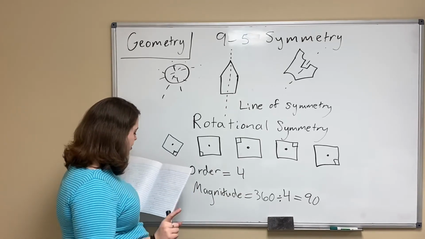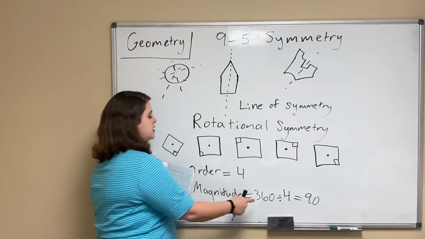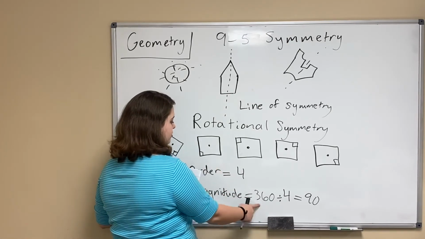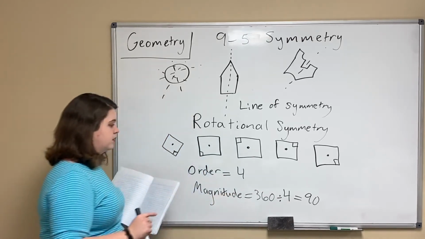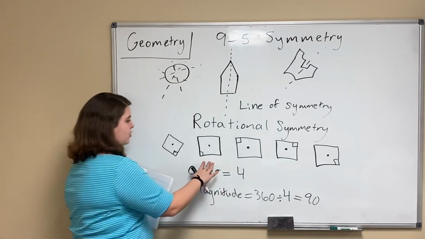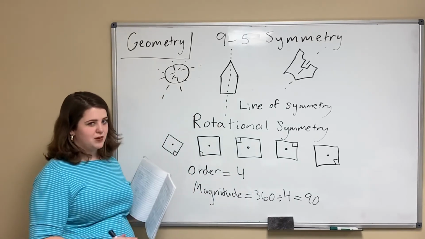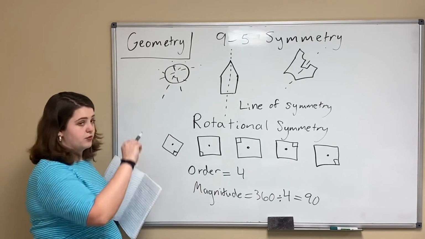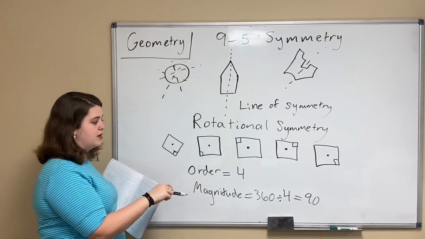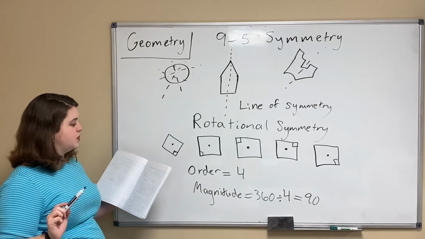So our order is how many times we can rotate it, and our magnitude is the total degrees in the square, 360 degrees, divided by the order, 4. It won't always be 4 depending on what the shape is. But it's 360 degrees, which is a full rotation, divided by how many times we can stop along that rotation and it still be symmetrical.